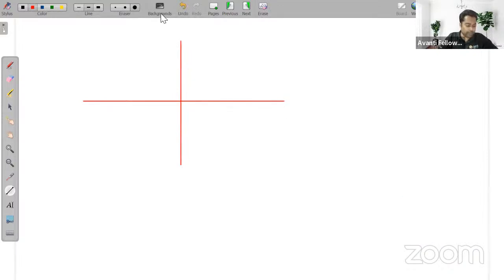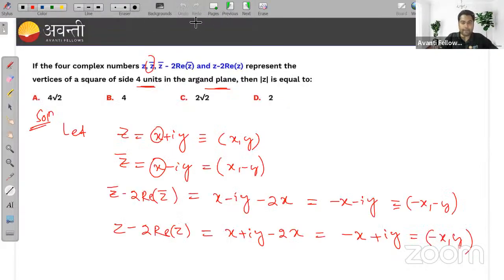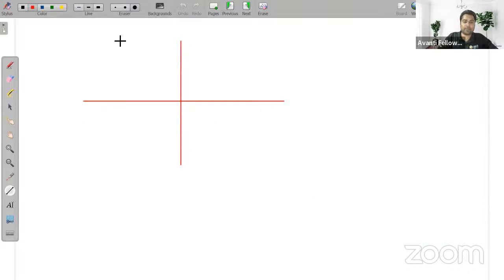Okay, suppose I am trying to plot all those complex numbers first. That is, the first point is (x, y). That is, the first number is x plus iy. I am simply taking this point, which is z, which is x plus iy. Then where will the conjugate of z be lying?